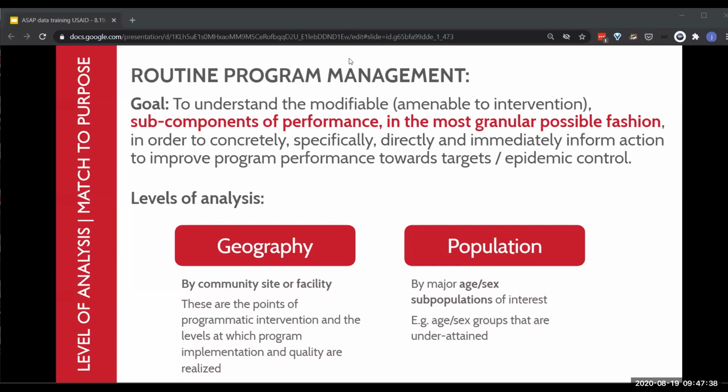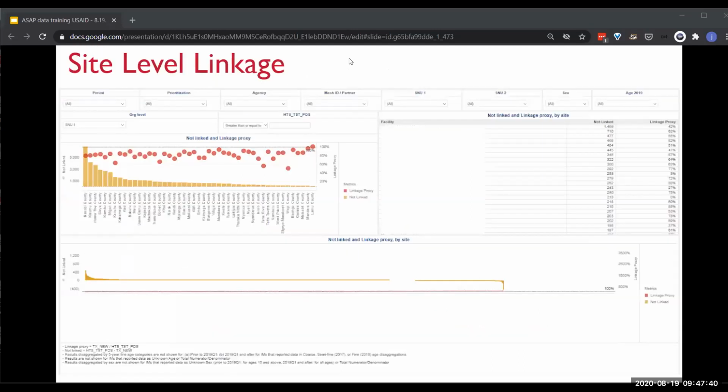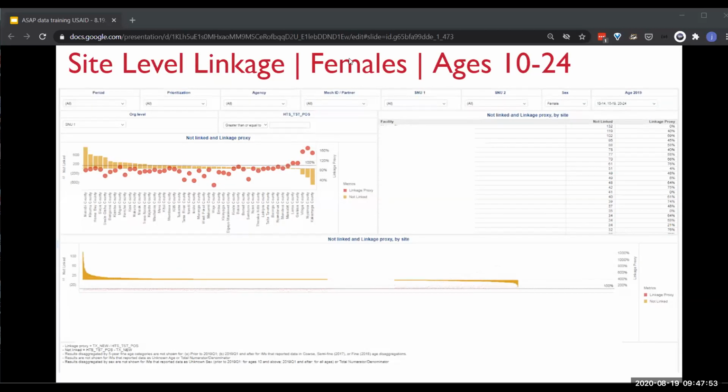So you could look at this by geography or population. Again, this is a site level linkage rate. So this is by site, how are we doing? So am I doing better in a particular health facility A or a particular health facility B? In terms of linkage, which is that metric we talked about before.